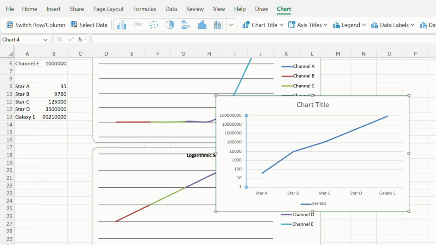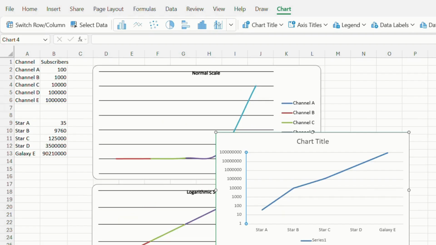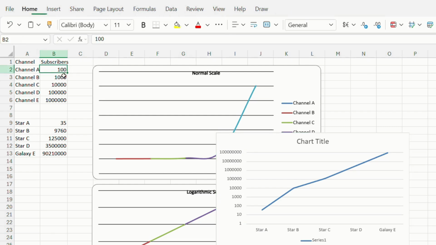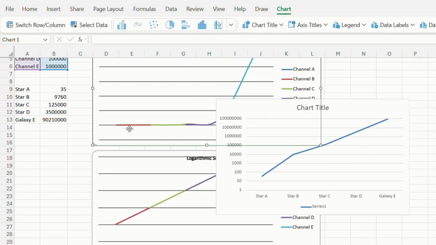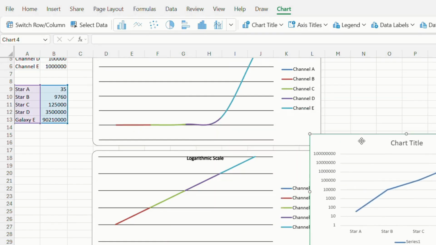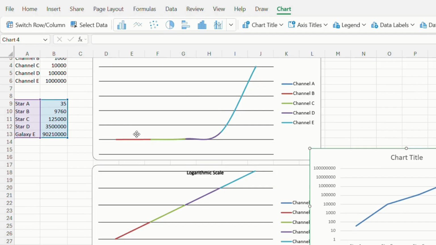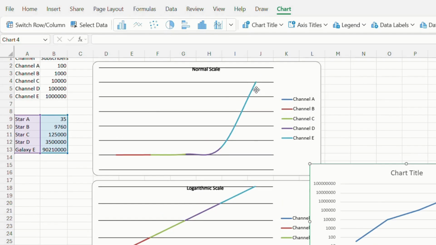Let's take another, very simple example. Let's say this is a YouTube channel, and these are the subscribers for channels A, B, C, D, and E. You will see this subscriber dataset is increasing by the power of 10, right? So this is the normal scale, right? All the smaller values show no significance, they are almost disappearing on the chart, right? No comparison with channel E.